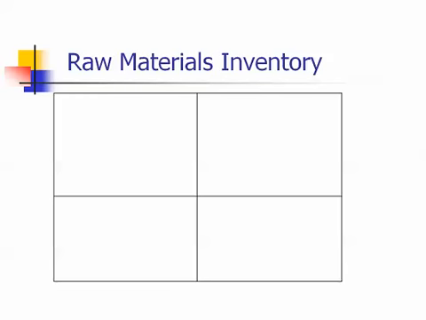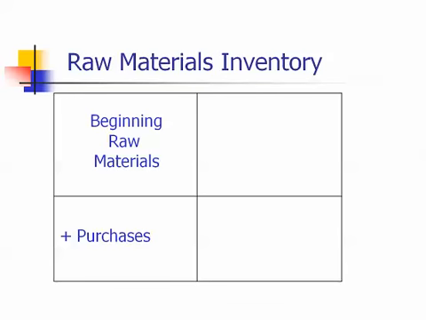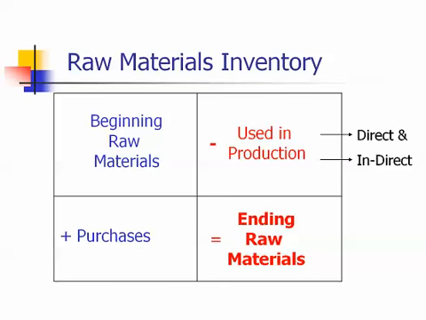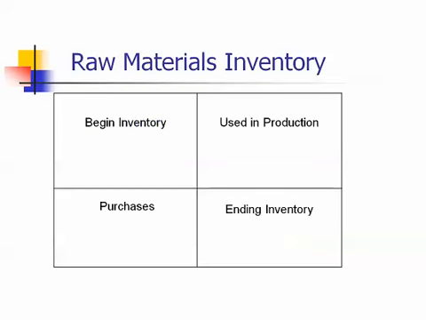The raw materials inventory box is comprised of beginning raw materials inventory plus purchases, less raw materials used in production, and an ending balance for raw materials. Notice that raw materials used in production consists of both direct and indirect materials. Recall that direct materials are issued to work in process, while indirect materials are charged to manufacturing overhead.